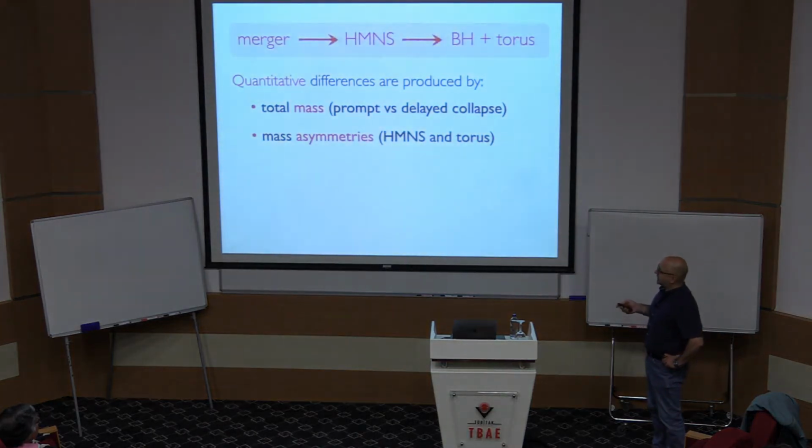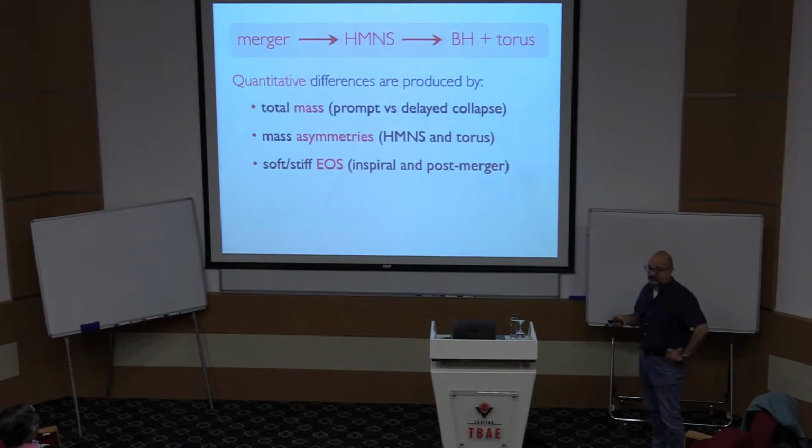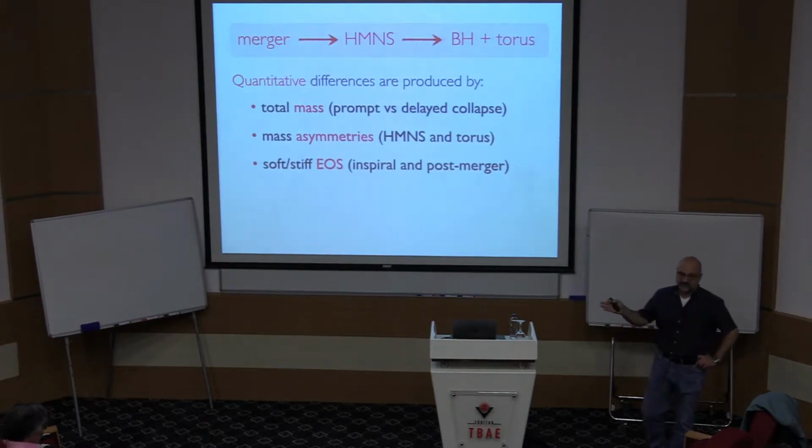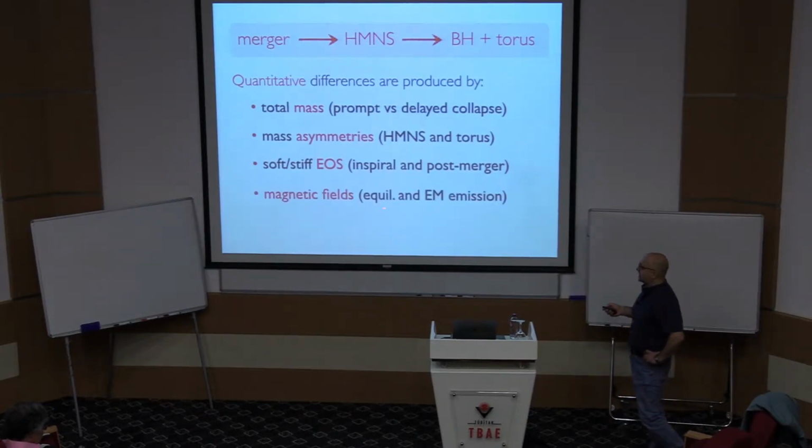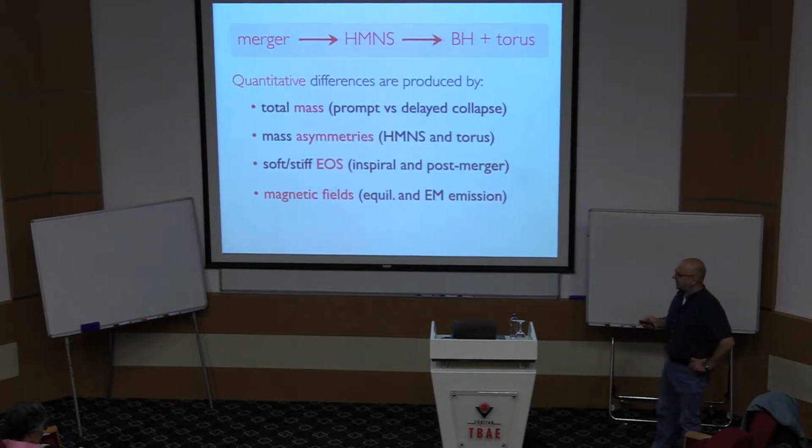Okay, let's go back to this picture. So we've seen total mass asymmetries. The equation of state is also very important and provides a different behavior. Magnetic fields are also very important, both for the equilibrium and for the electromagnetic emission. And then there are radiative losses.